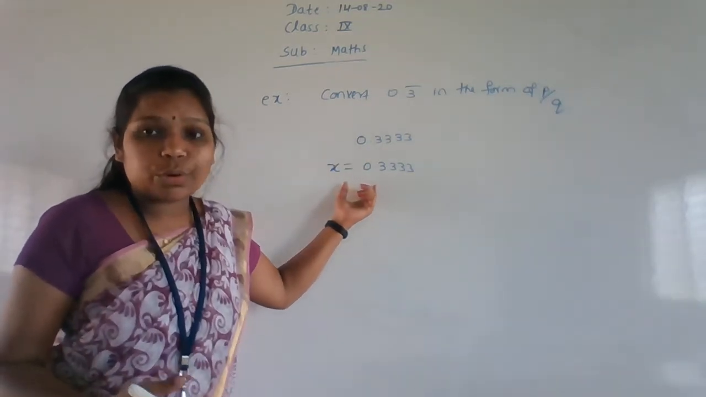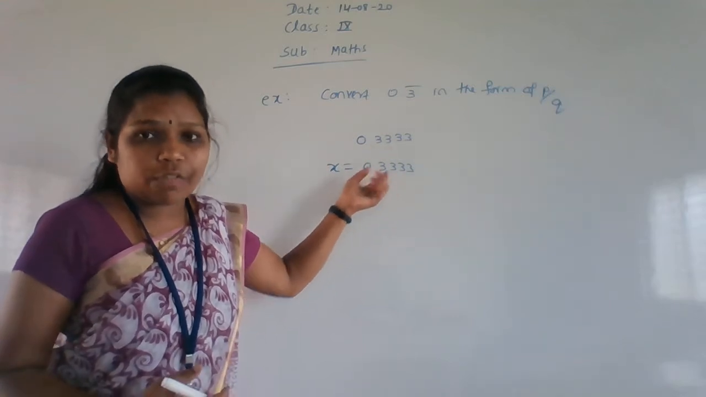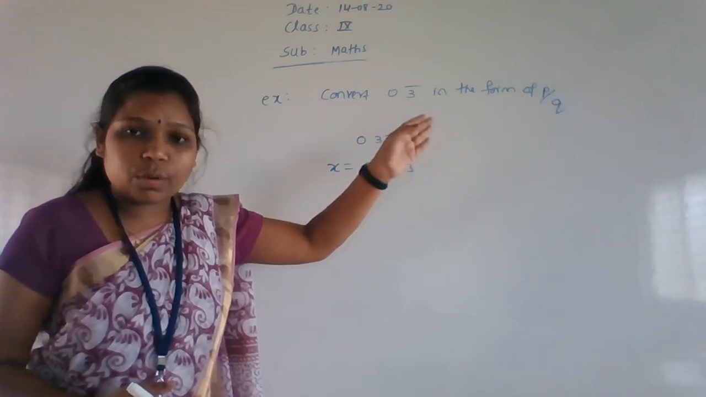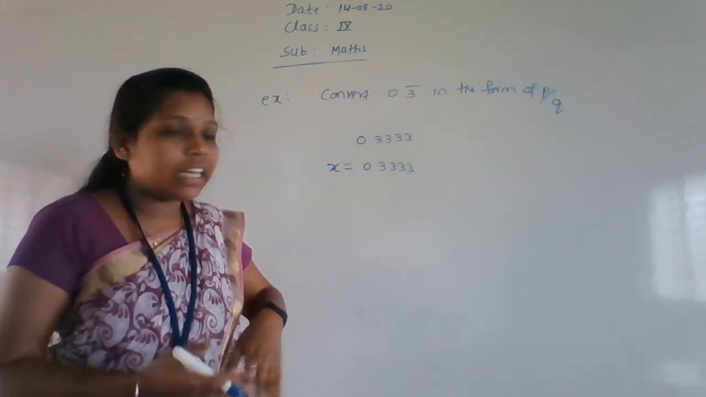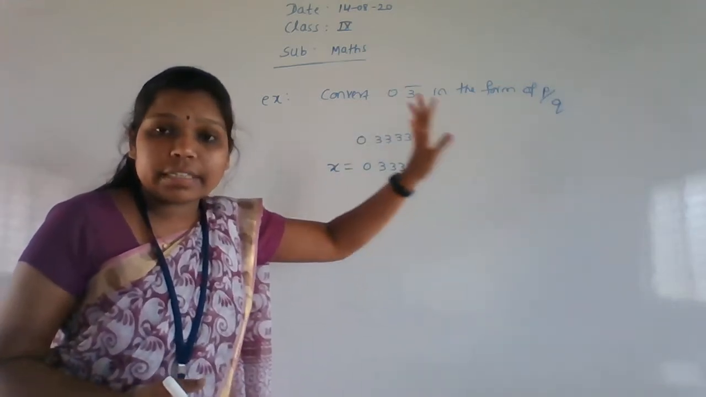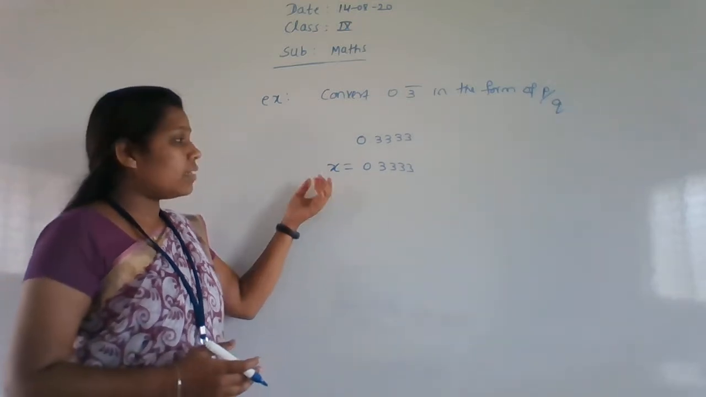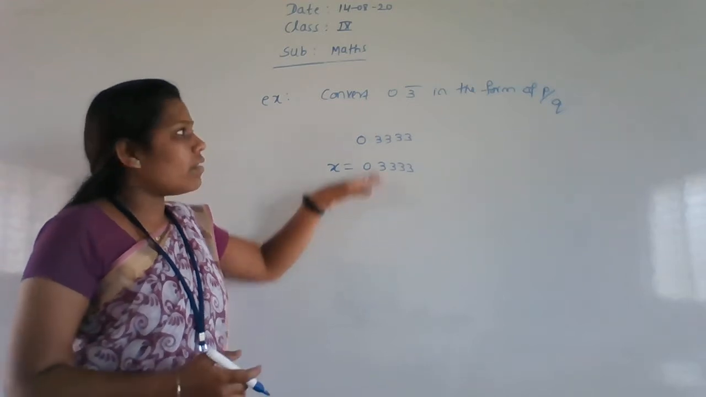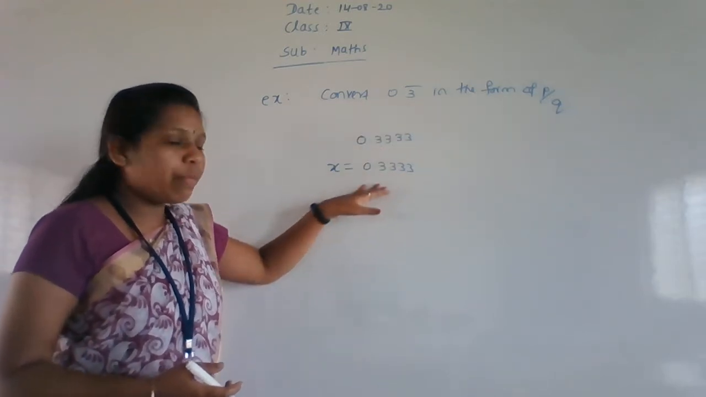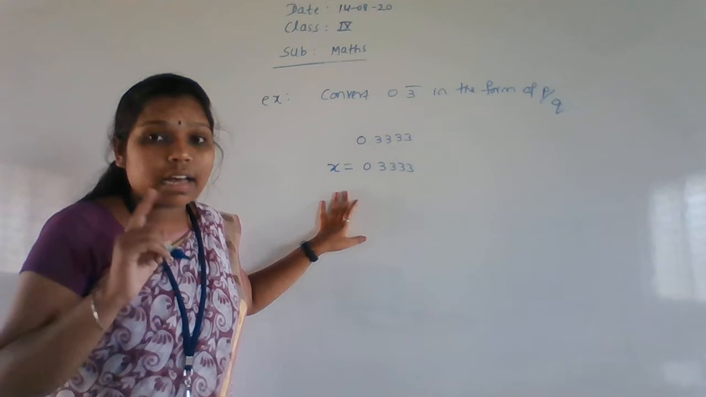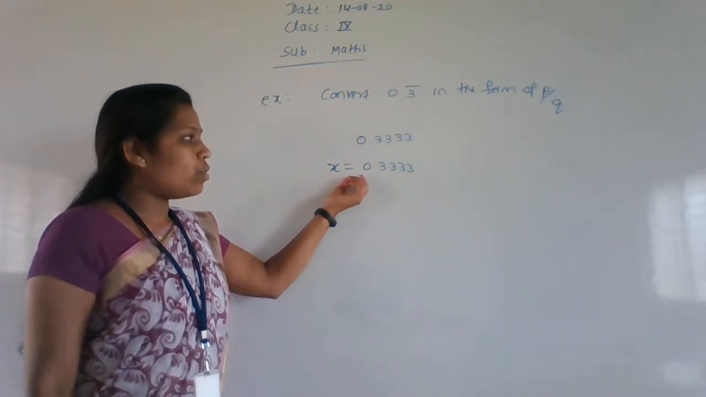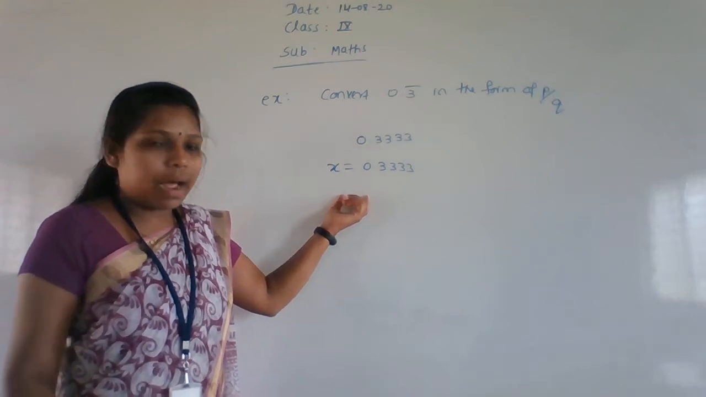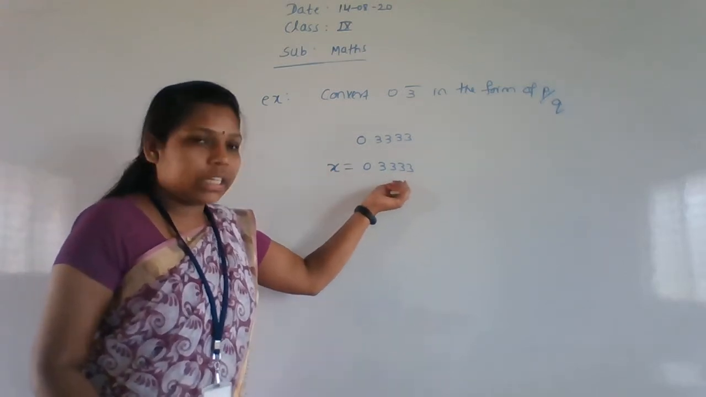We don't know the P by Q form of this number, so we are finding that form only. That number is taken as x. So x is equal to the given number here. Whatever number they have given, I am taking it as the x value. So x equals 0.333. If you want, you can take other letters; it doesn't matter. So x equals 0.333.